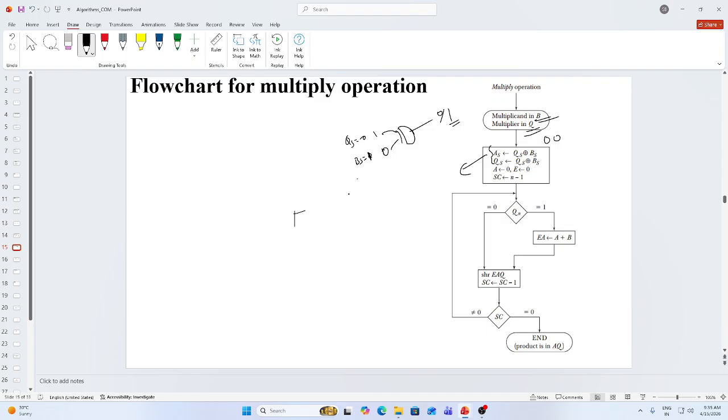The final multiplication magnitude will be stored in A and Q. This is what I told you. So A and Q will be storing the result, and the sign of the result is stored in both AS and QS.